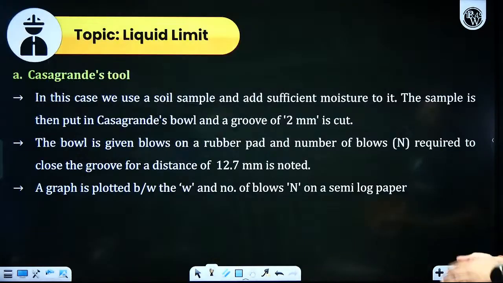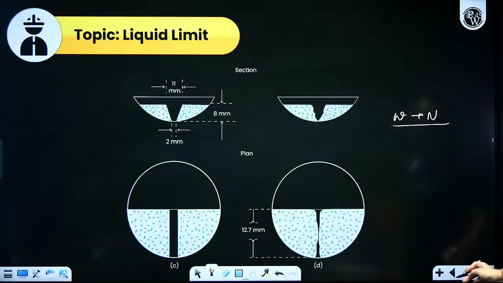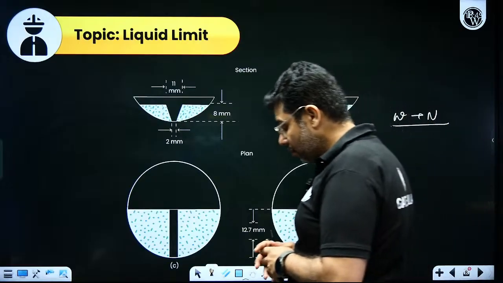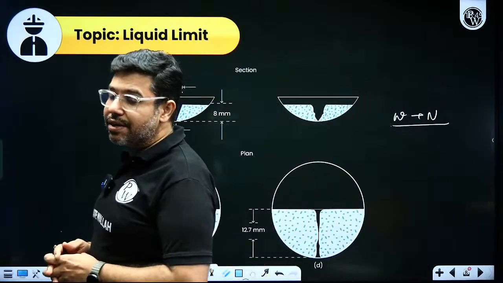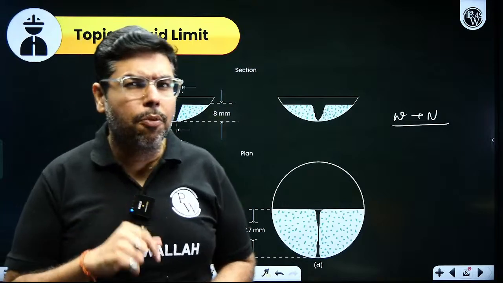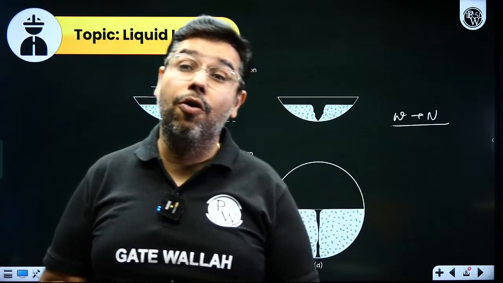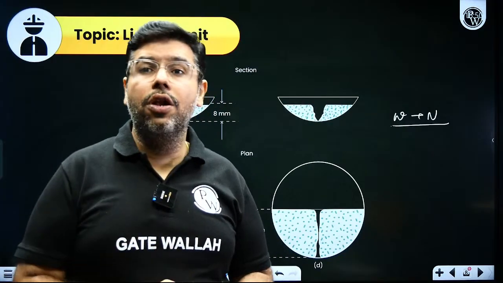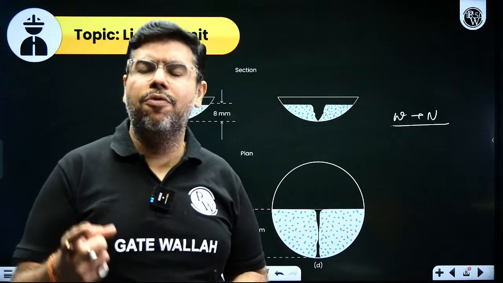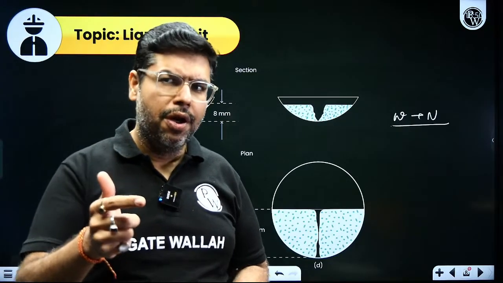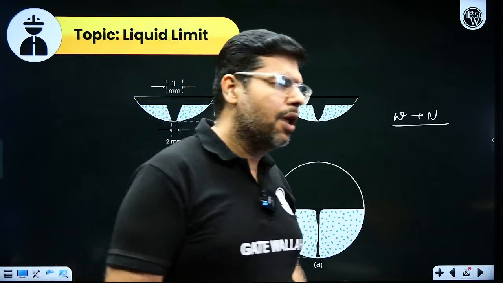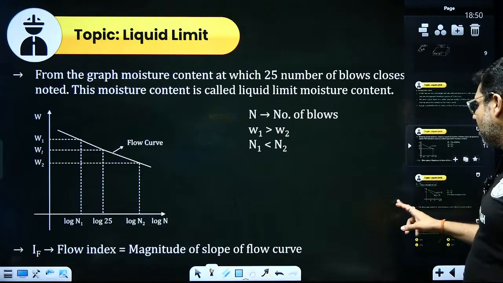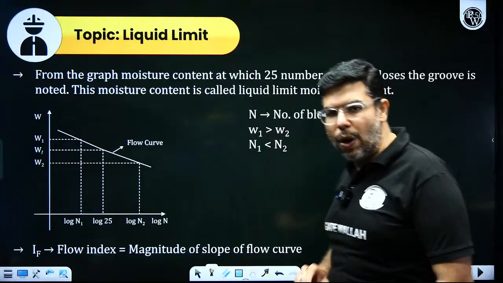So, this is the experiment. Now what will you do here? We have not found out the liquid limit till now. CGB says that liquid limit is the moisture content at which 25 blows close the groove of 2 mm. So, to find out the liquid limit, we will have to do this experiment once again with different water content, find the number of blows again, and this whole data will then be plotted on a semi-log paper.